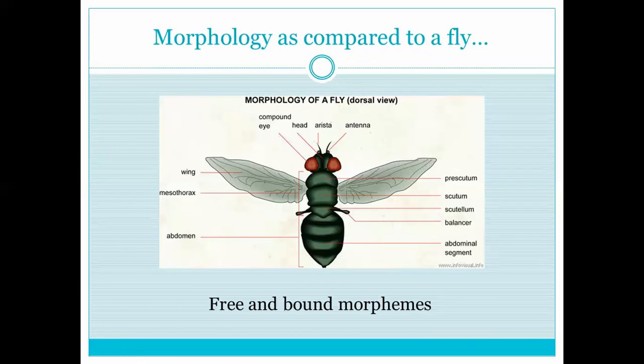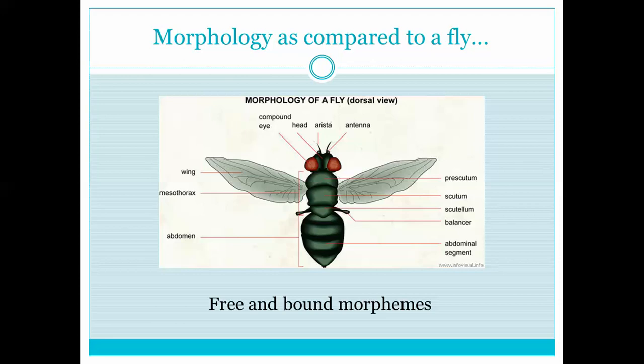So we're going to discuss morphology as compared to a fly, because, as I said before, morphology is the study of a function or the different functions of a form. I compare it to a fly because a fly is made up of different parts, just like many words are made up of different morphemes.